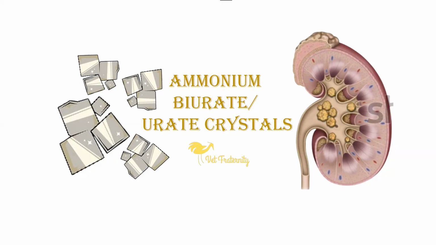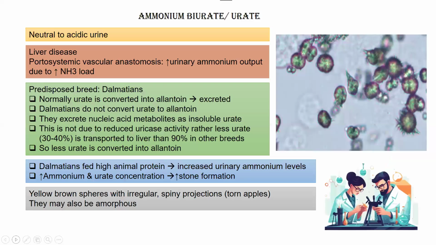Bismillahirrahmanirrahim. In this video, we are going to talk about ammonium biurate or urate crystals. This is a very important lecture, and in it, we have two or three important things to be understood. So let's begin with ammonium biurate crystals. They basically form in neutral to acidic urine.